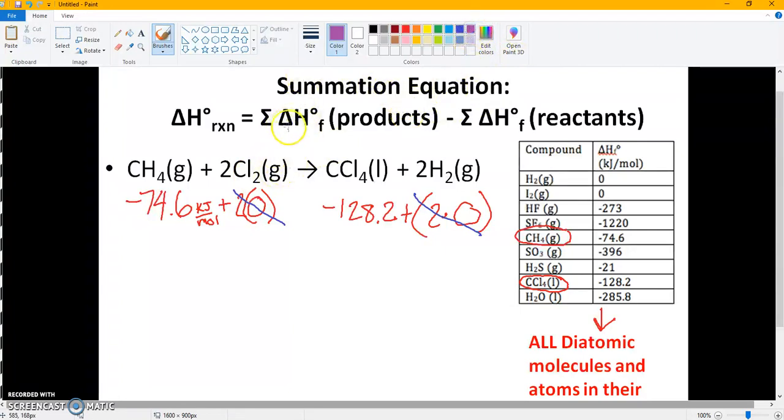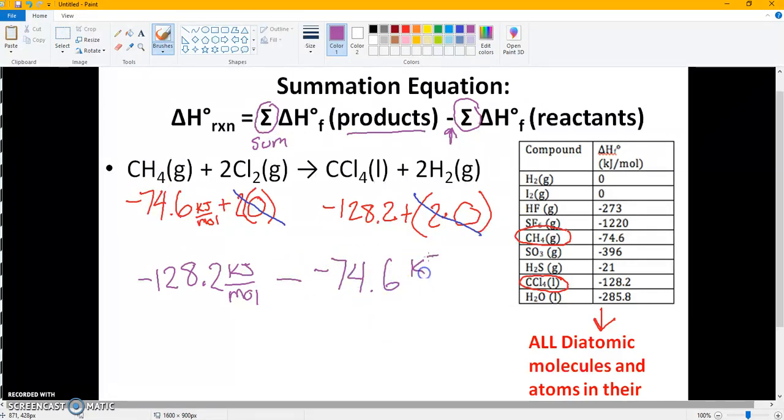In my equation, I am going to add up, that's what this little guy means. This means sum. So I'm going to add up all of my delta HFs of my products. And that comes to negative 128.2 kilojoules per mole. And then I will subtract the sum of all of my reactants. So I look over here. The sum is a negative 74.6. Negative 74.6 kilojoules per mole.